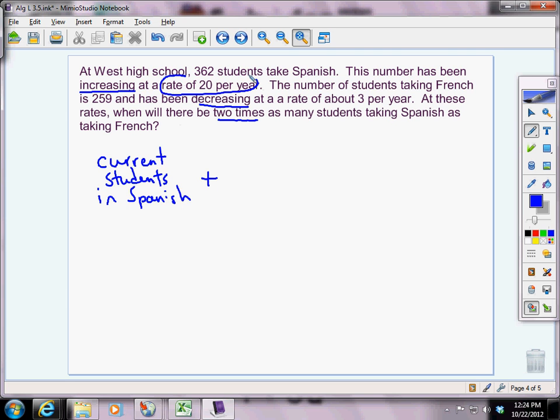Now when we talk about a rate or per, that means after 1 year, it increased by 20. But after 2 years, it increased by 40. After 3 years, it increased by 60 because we're multiplying by 20 every single time. So it's going to increase by, we'll just call it rate of increase for now, and then we'll put our numbers in later. And that's going to be times the number of years. So this represents Spanish.